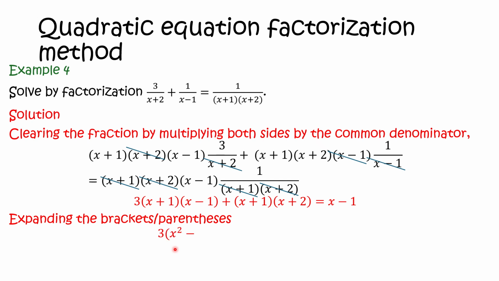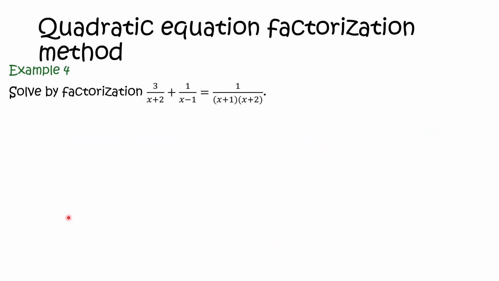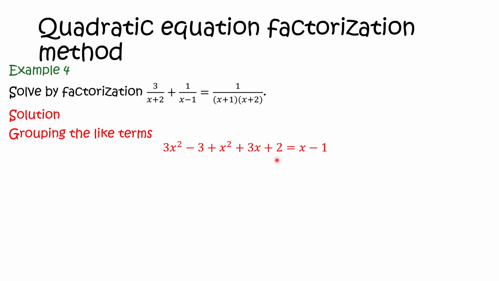Expanding the brackets, or the parentheses, we are going to get to a stage where we have that, and expanding further, we are going to get 3x squared minus 3 plus x squared plus 3x plus 2 is equal to x minus 1. And of course, we preserve the steps. So grouping the like terms, that is what we had in the previous page. So grouping the like terms, we would have 4x squared plus 2x is equal to 0.